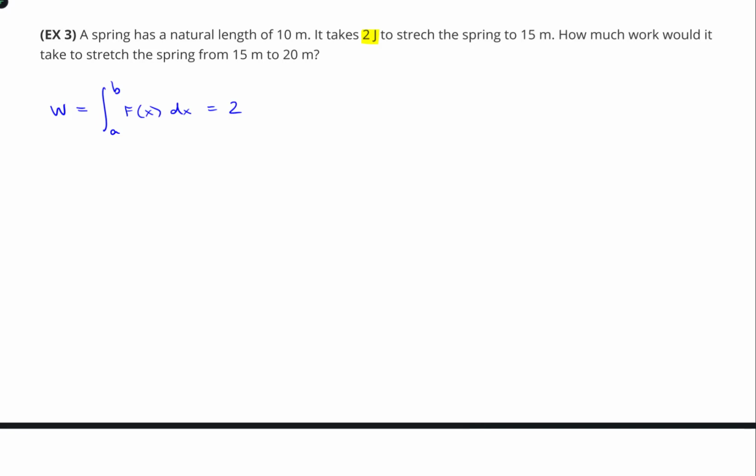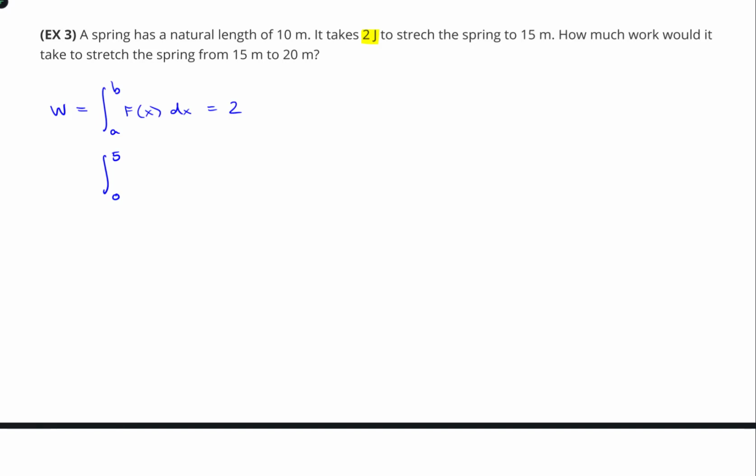A couple of things that we're told is that we have the natural length of 10 meters. It's taking 2 joules to stretch the spring to 15 meters. So to stretch this, not from 10 to 15, but you're going from rest, because rest is at 10 meters. So we're going to go from rest to 5 meters, so 5 meters beyond rest. That's the 15 meters.